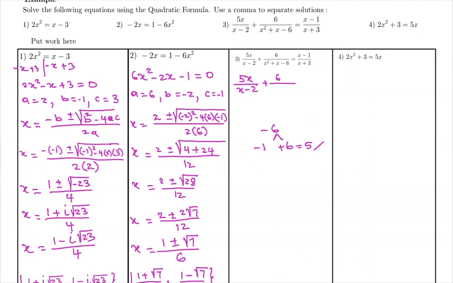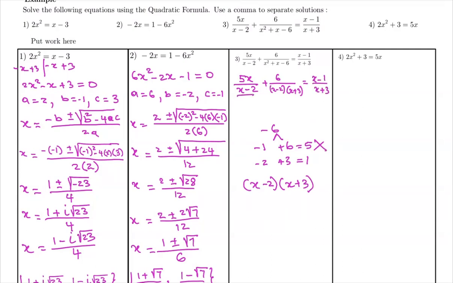-2 and 3, when you add, it's +1. So that's going to be x minus 2, x plus 3. x minus 2, x plus 3 equals x minus 1 over x plus 3.